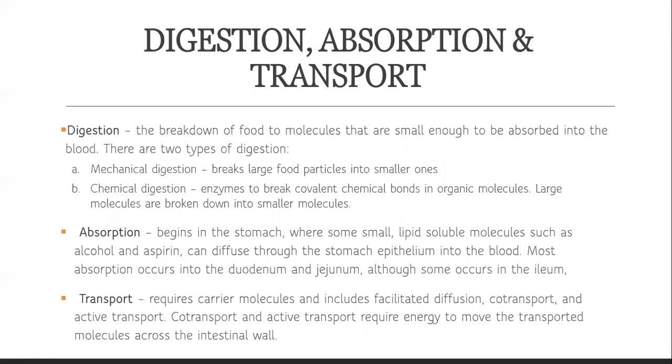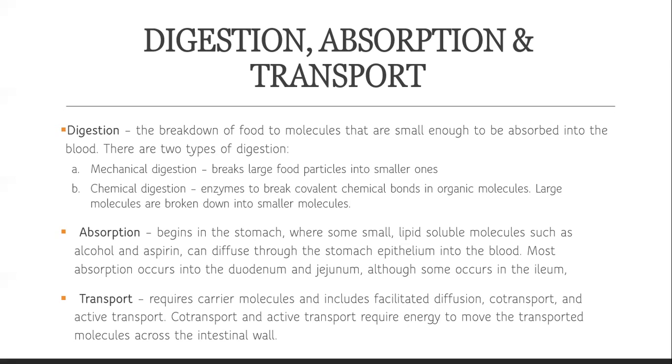So, digestion, absorption, and transport. When we say digestion, it is the breakdown of food to molecules that are small enough to be absorbed into the blood. So there are two types of digestion. We have the mechanical digestion, which breaks large food particles into smaller ones, and chemical digestion, which involves enzymes to break covalent chemical bonds in organic molecules.